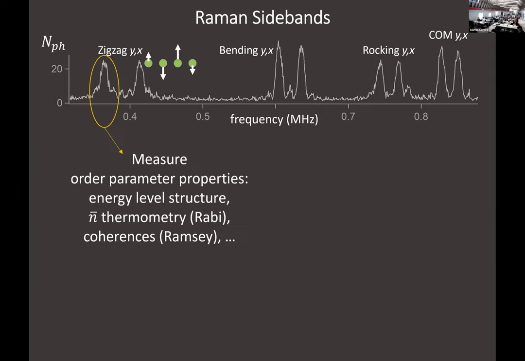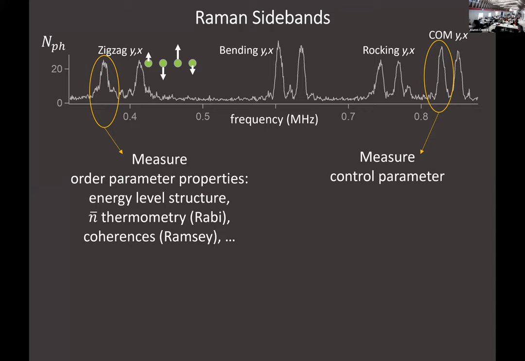So in terms of looking at the spectroscopy, measuring the zigzag mode essentially gives us access to measuring the order parameter properties. So energy level structure, we can perform Raman sideband thermometry, and also doing Ramsey sequences, we can assess coherences. If you remember, it's the trap that we're using to change or cross the transition, or quench. And so essentially we can measure also the control parameter directly through spectroscopy just by measuring the center of mass frequencies, which is what we're controlling.